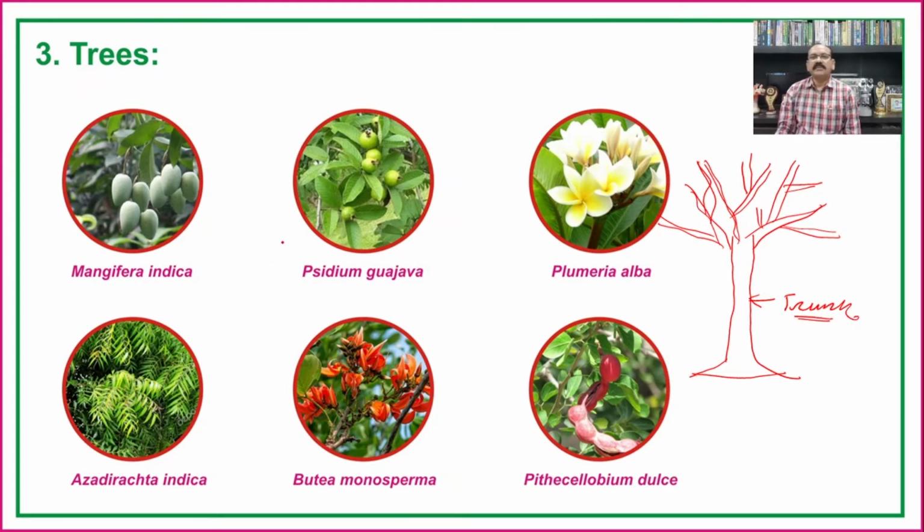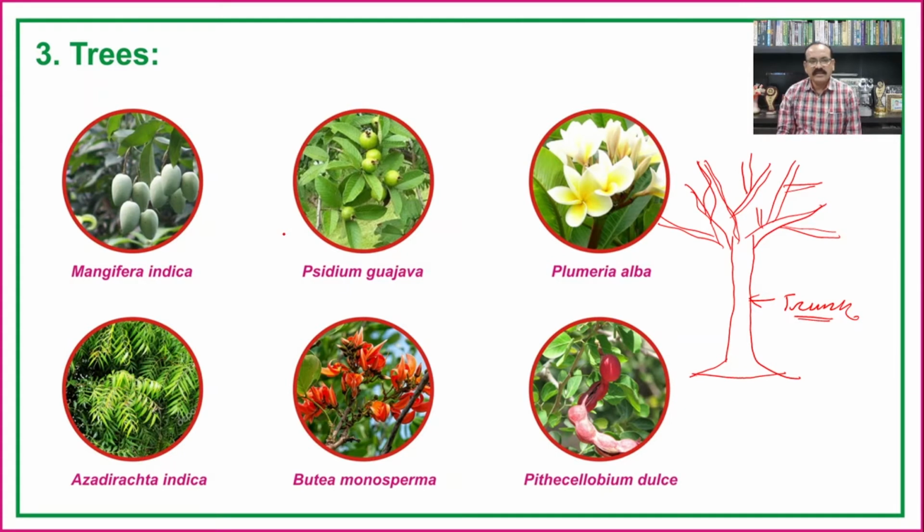Such a trunk is absent in the shrub. Even if you try to convert the shrub into a tree, there will still be development of branches from the base. But in the case of a tree, such development of branches from the base is not there, and hence trees are completely different from shrubs.